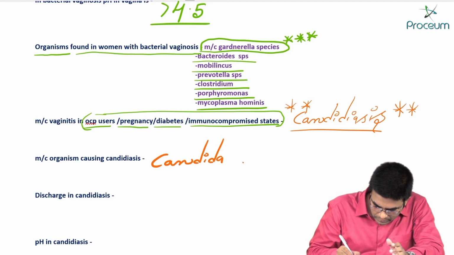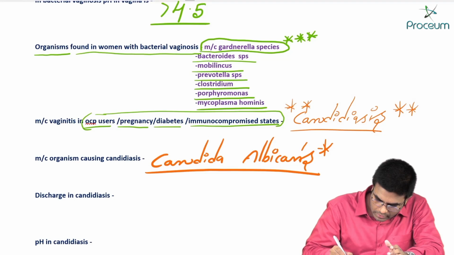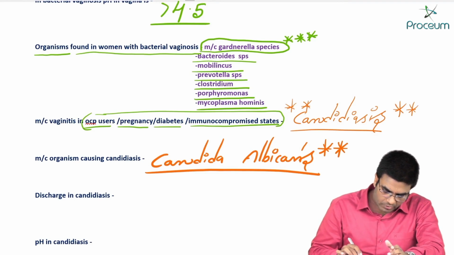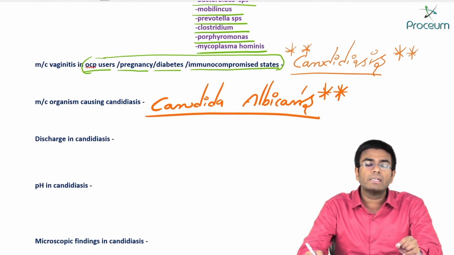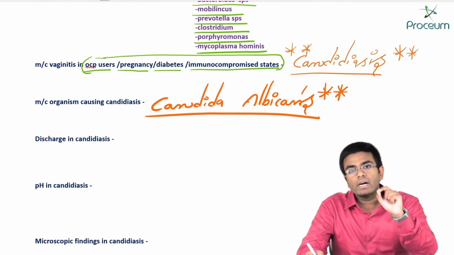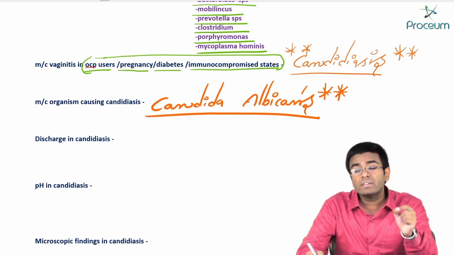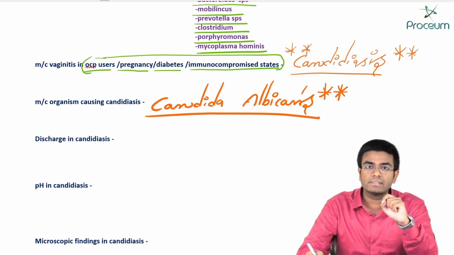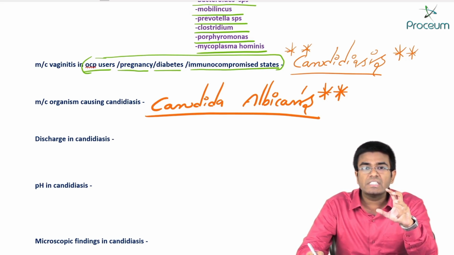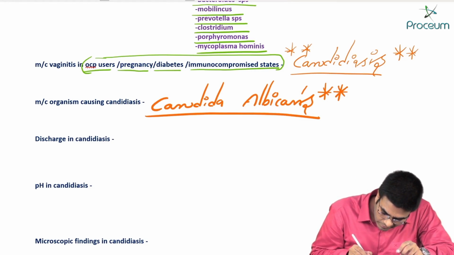Candida albicans is the most common organism. Now, discharge in candidiasis. This is a very, very important point and it's a clue. With this, we can establish the diagnosis, or by seeing this point, we can say that the examiner is asking about candidiasis. The discharge in candidiasis looks like a curd.